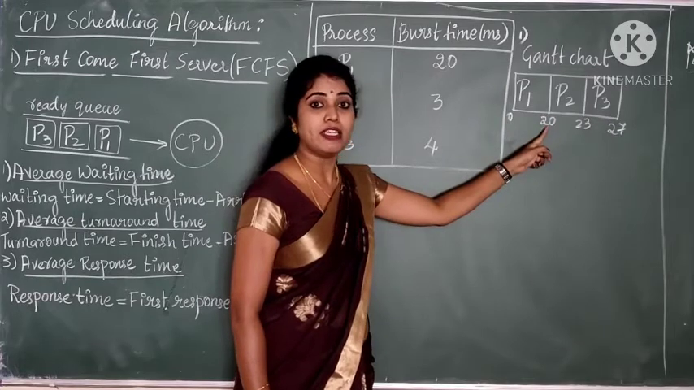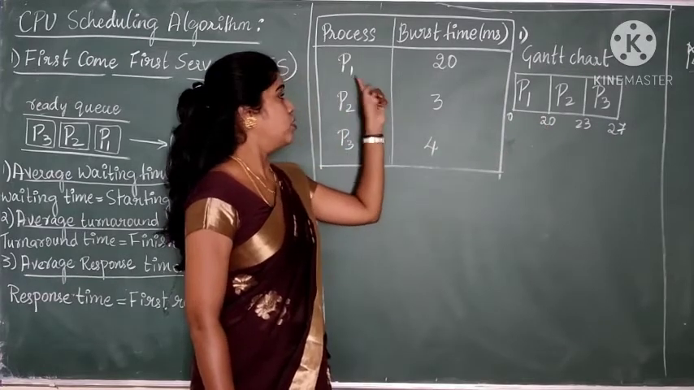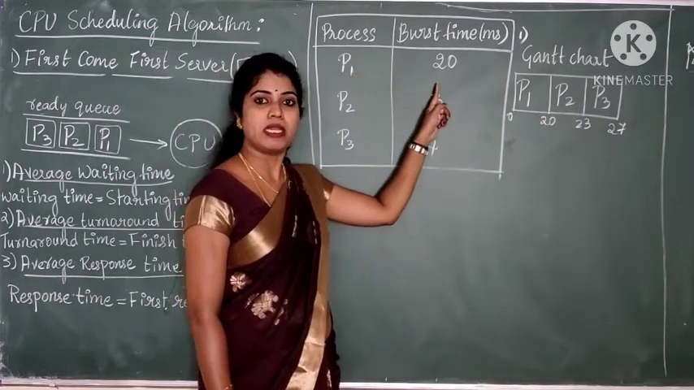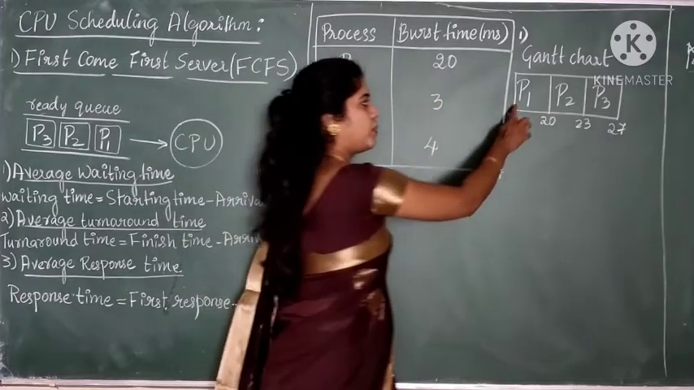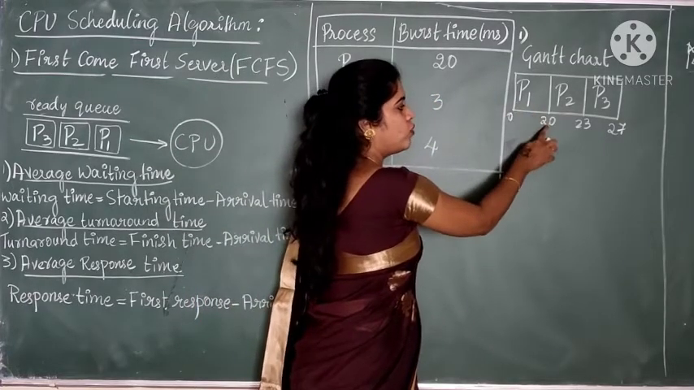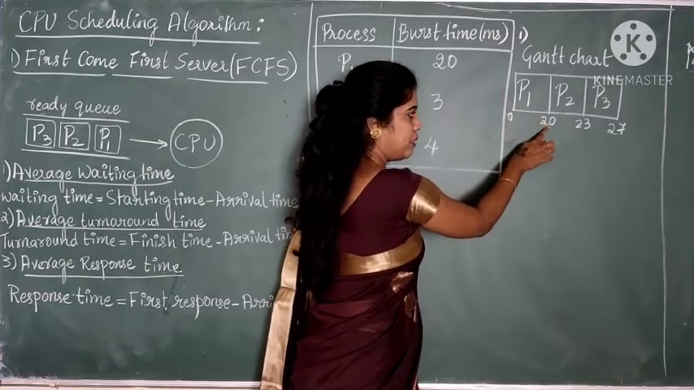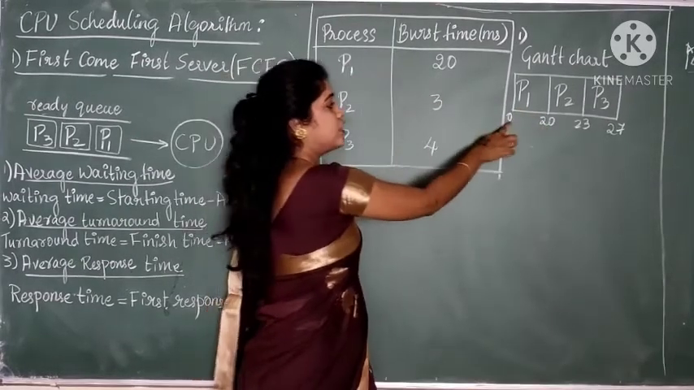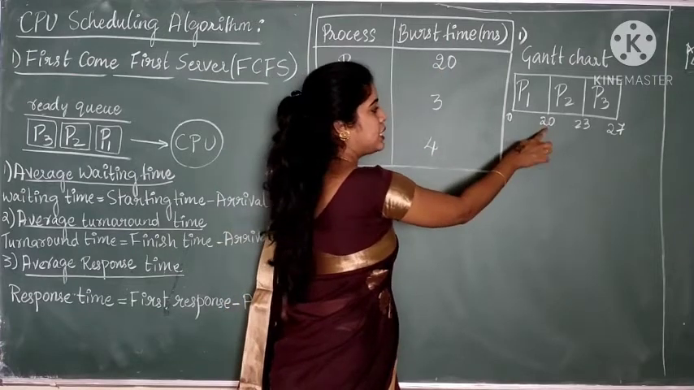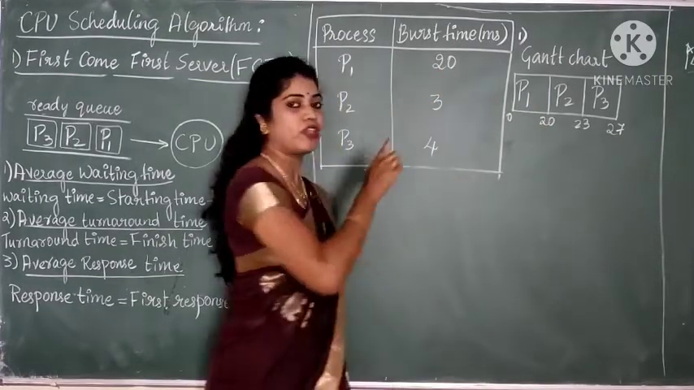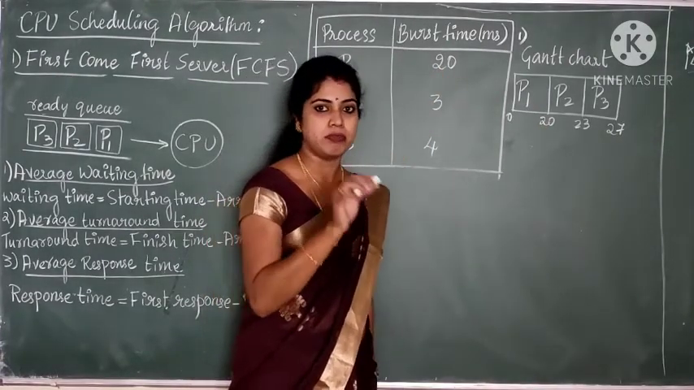And here it is 20. Why is it 20? Because the time required for P1 is how many milliseconds? 20 milliseconds. So P1 starts at 0 and finishes at 20 milliseconds. Why? Because in the table they have given us 20 milliseconds as the burst time.